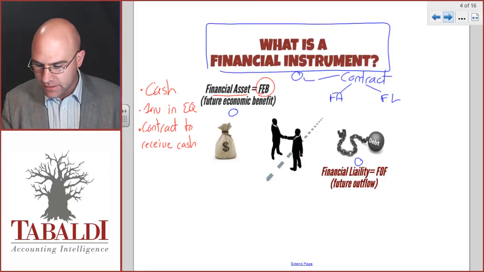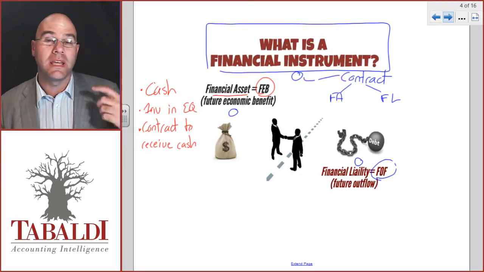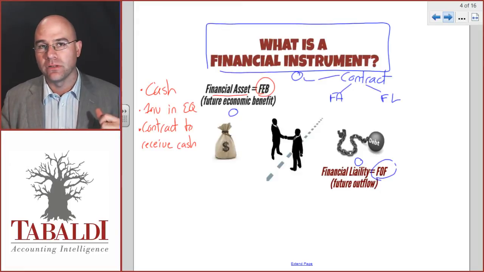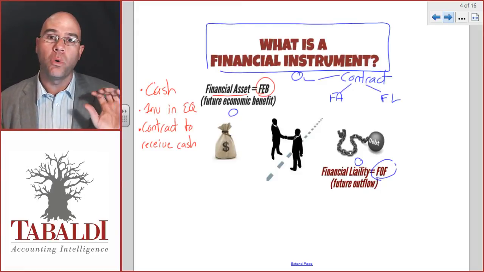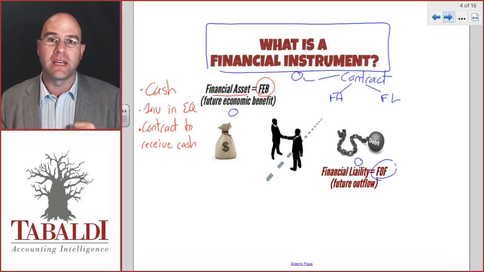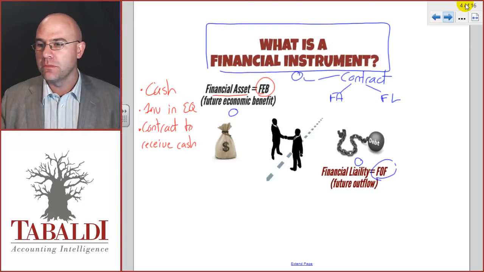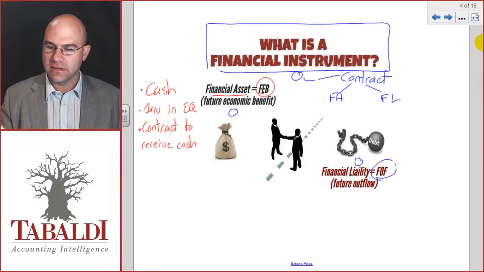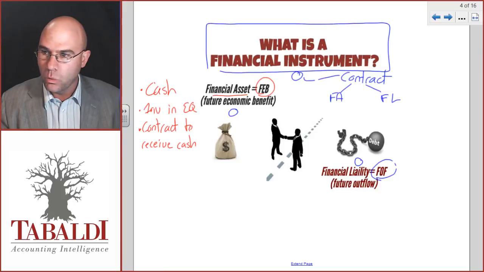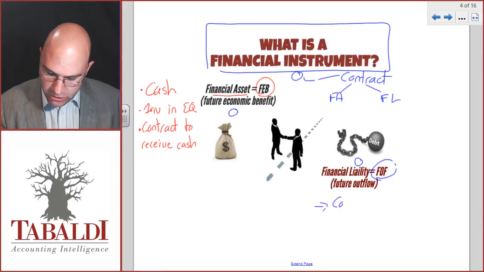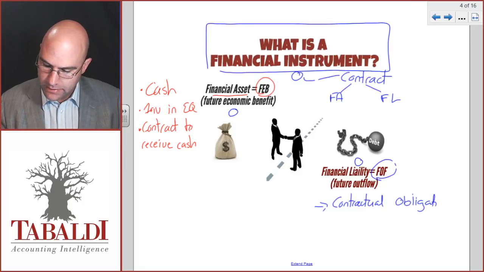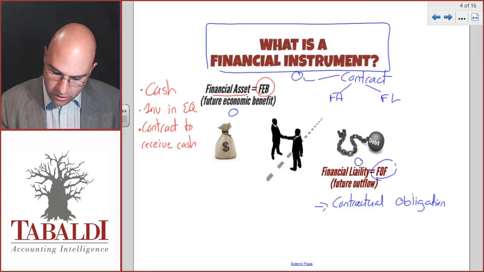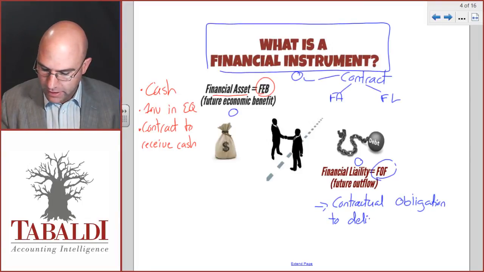Then financial liabilities. We realize liabilities are obligations, right? They are future outflows. So we have to pay something or give up an asset in order to settle this obligation in the future. Now, in terms of an obligation, I want you just to think about any liability whereby there is a contractual obligation, and that contractual obligation is to deliver cash or another financial asset.